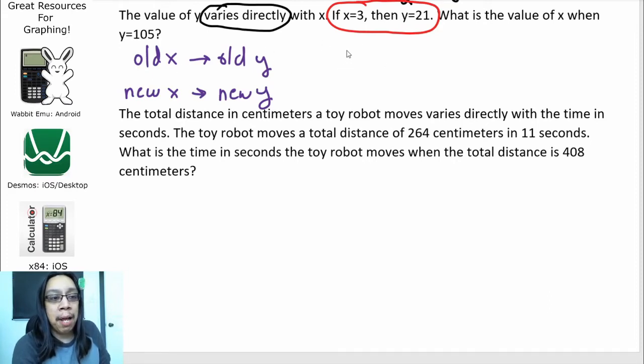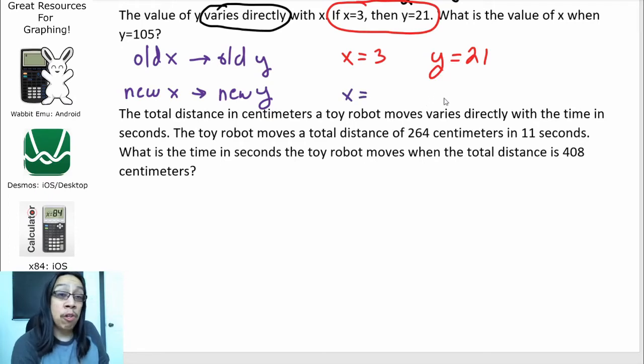So something I'm going to do here is say this: when x equals 3, then y equals 21. This is my old x of 3, my old value of y as 21. And now all you're going to do from here is try to figure out, did they give me a new x value and did they give me a new y value? Let's go ahead and keep reading.